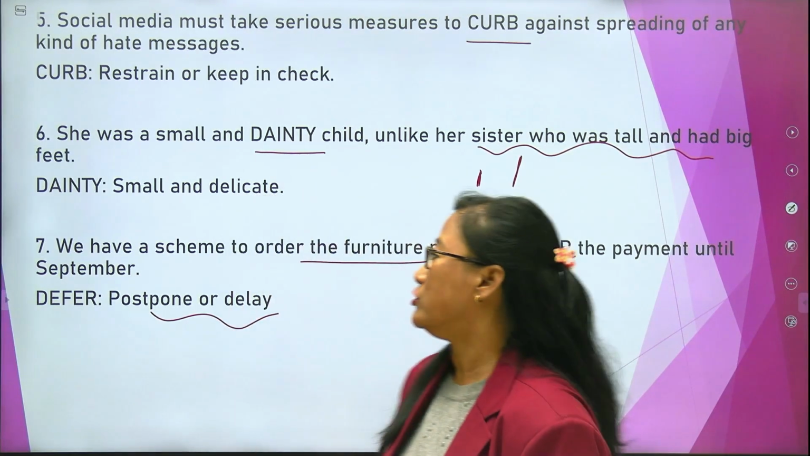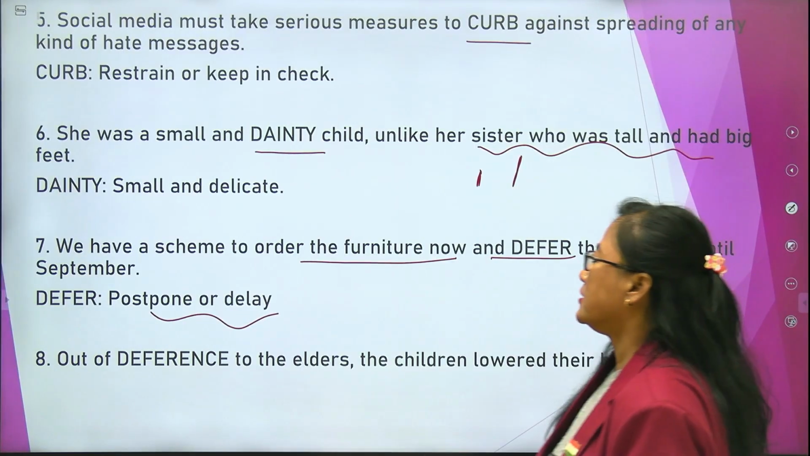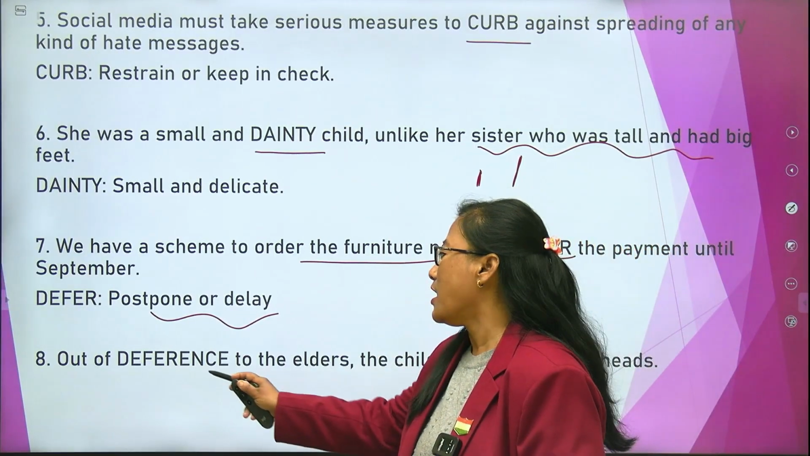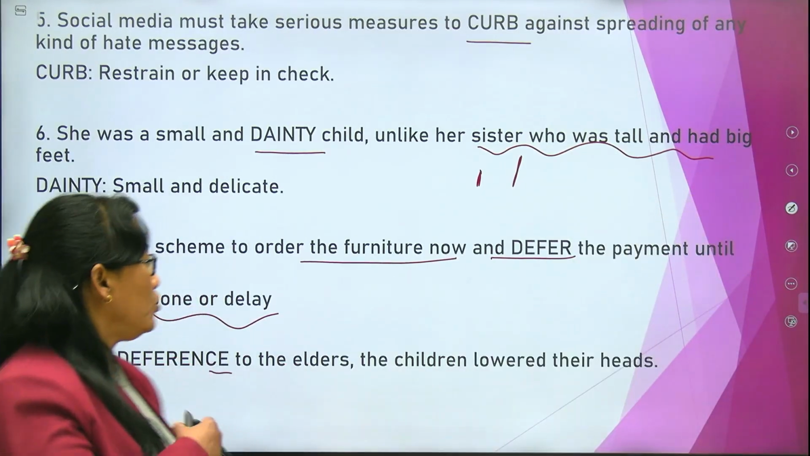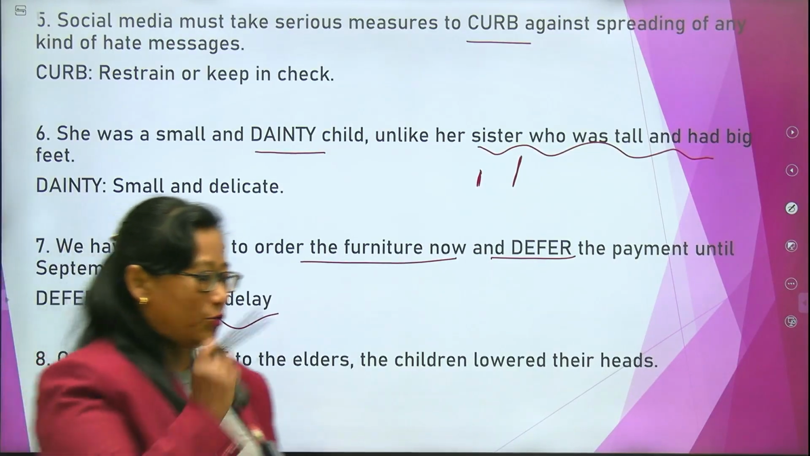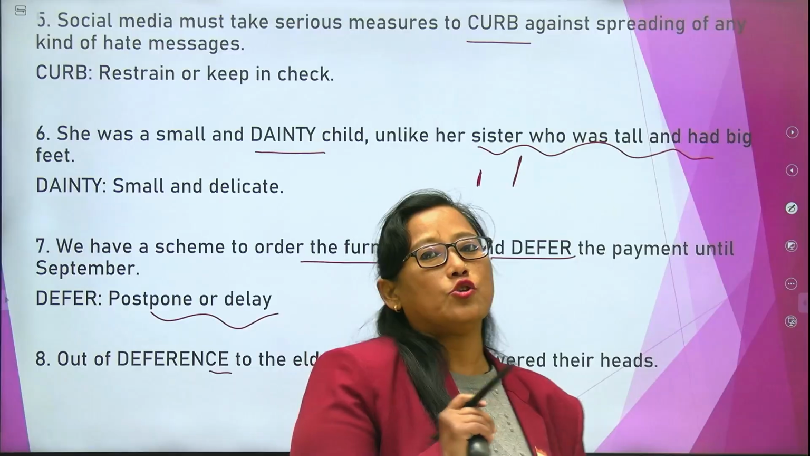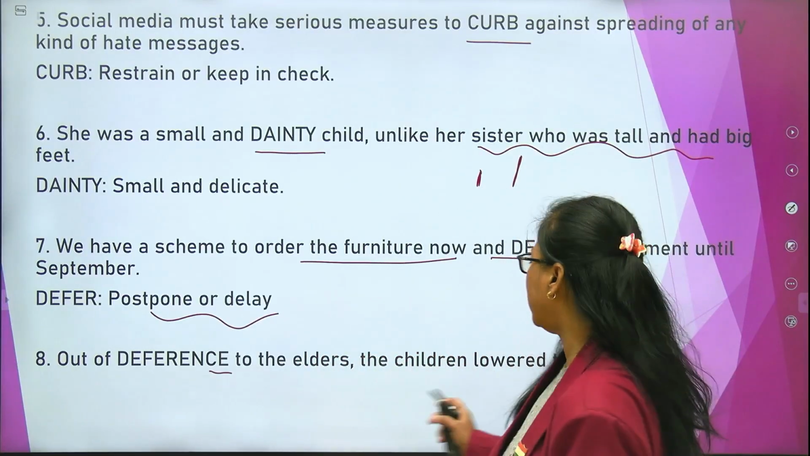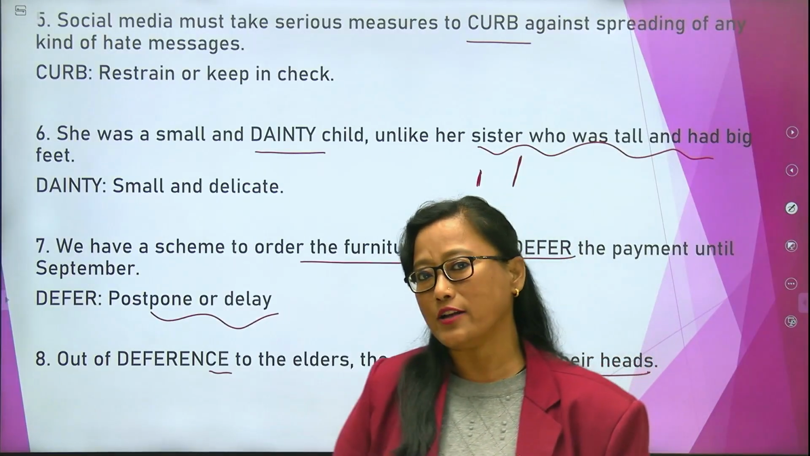Now let's move on to the eighth sentence. Out of deference. See, this is defer and this is deference. Out of deference to the elders, the children lower their head. So how do you behave when you are in front of the elders? You give them respect, and when you give them respect, you lower your head. You bow your head.